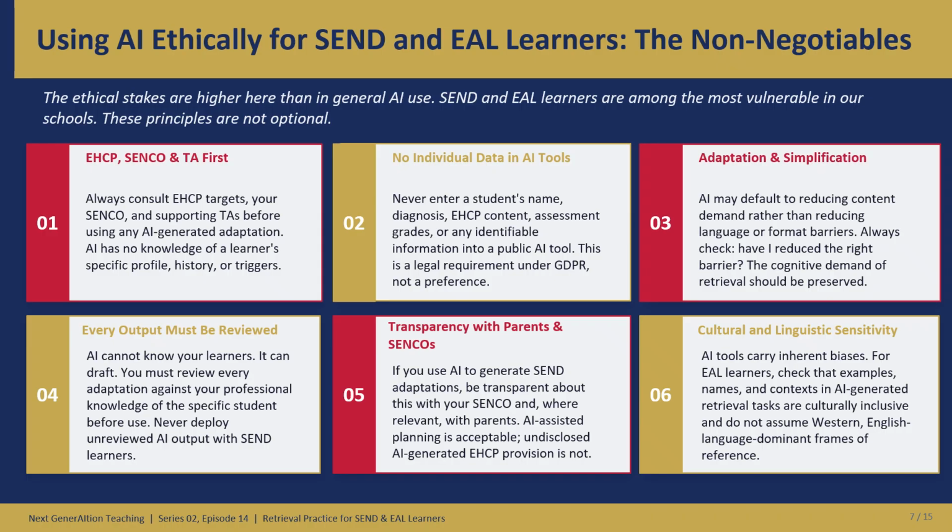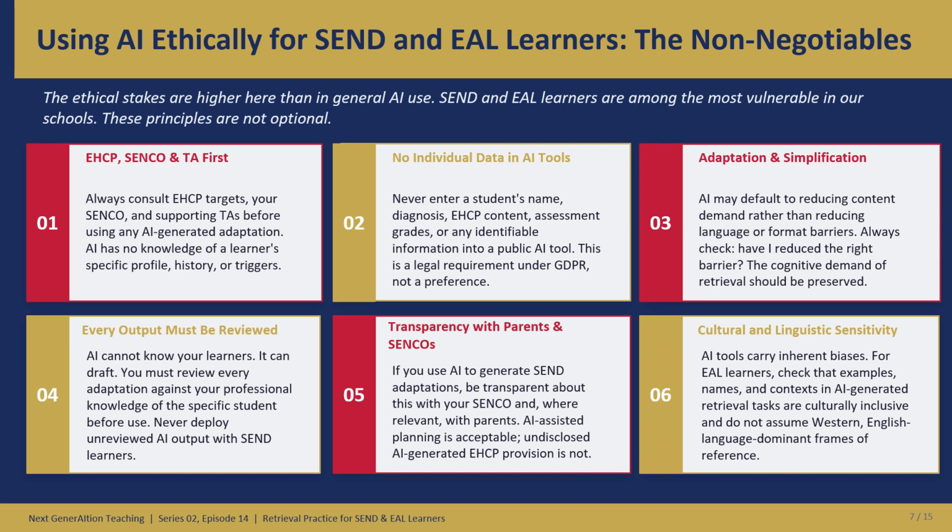Principle 3. Adaptation is not the same as simplification. This is perhaps the most common error when using AI for SEND and EAL adaptations. AI may default to reducing content demand rather than reducing the language or format barrier. Before you use any AI-generated adaptation, ask, have I reduced the right barrier? The cognitive demand of retrieval should be preserved. The format barrier is what we're removing.